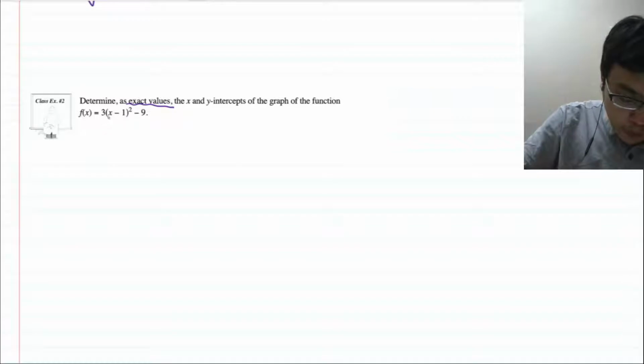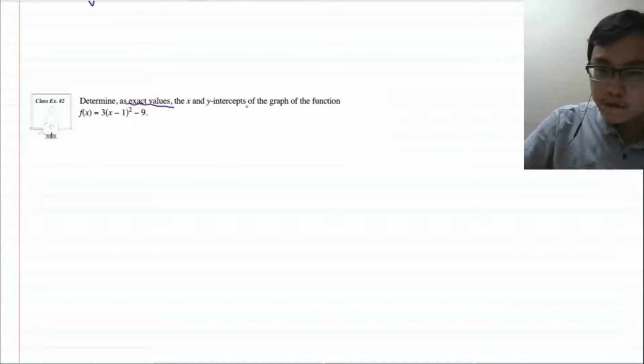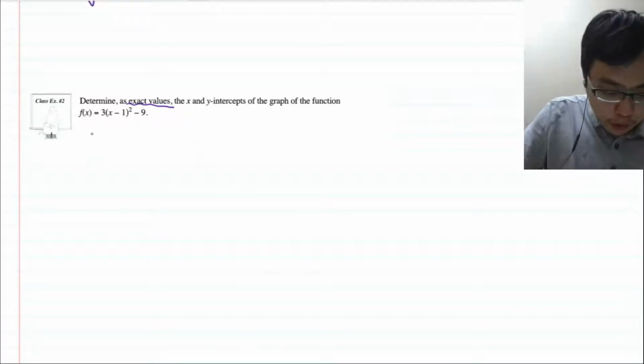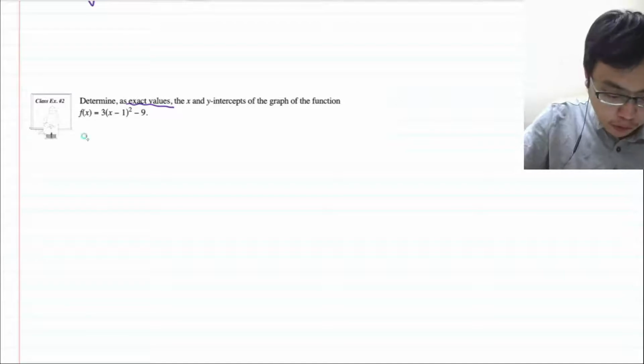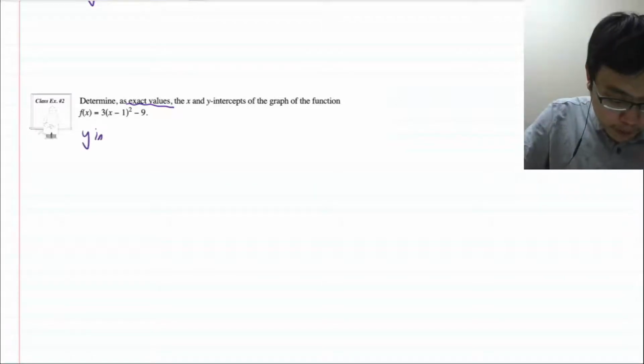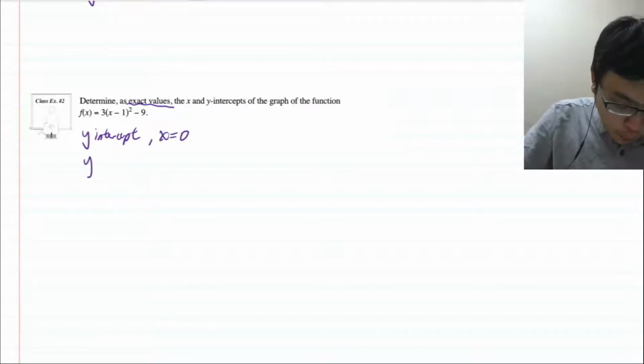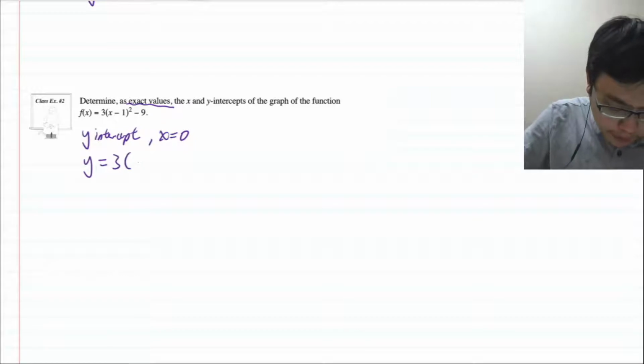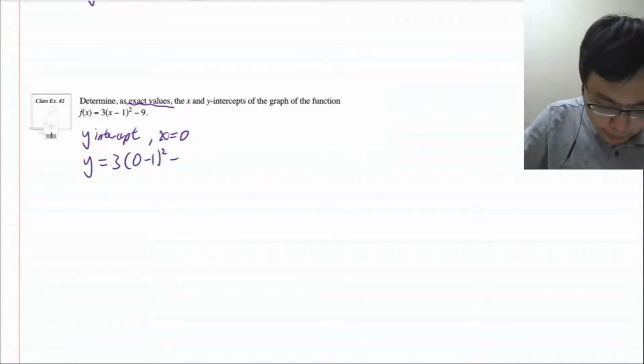How to do that. So first of all, we're going to do the y-intercept first, okay? That's the easier one to do. So we're going to set x as equal to 0, okay? So for the y-intercept, we're going to set x equals to 0. So we have y equals to 3 bracket 0 minus 1 whole squared minus 9.